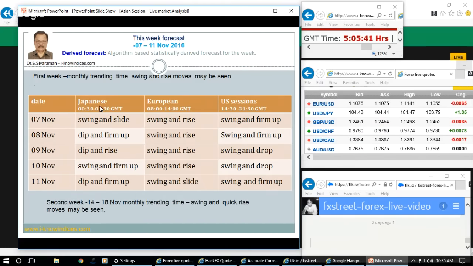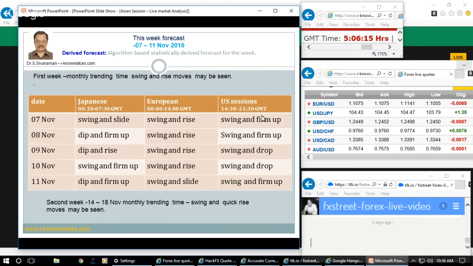And also the session timings I mentioned, which is modified session time based on the shift in daylight saving. So as a result, 0030 to 7:30 GMT is the Japanese session, and 8 to 14 GMT is the European session. Then 14:30 to 21:30 is the US session. In between, 30 minutes here, you come across the gap time, and after that of 21:30 up to 0030 GMT of the next day, there's a gap time between the days.